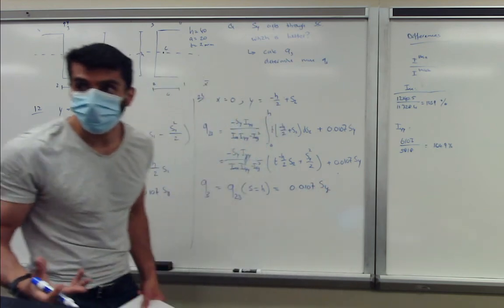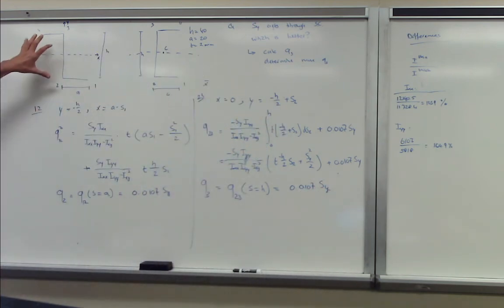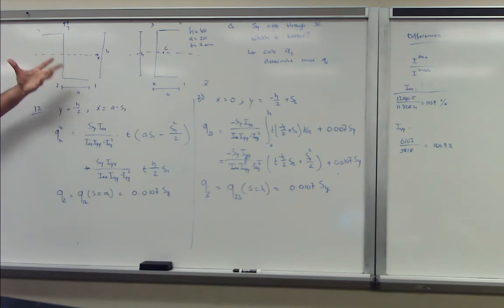And it makes sense because even though it's not symmetric, the shear flow, how the shear flow flows, is symmetric. The cross section might not be symmetric, but the flow of the shear is symmetric.